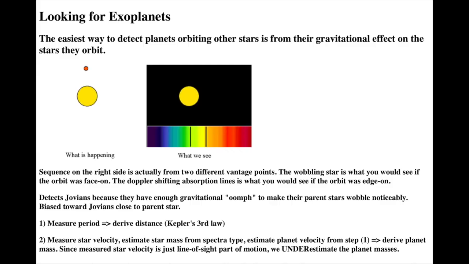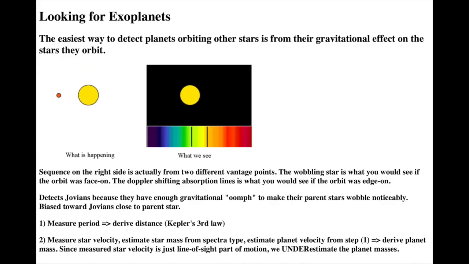That also means these techniques are going to be biased toward finding the massive Jovian exoplanet close to their parent star. Closer exoplanets will also have shorter orbital periods, so the star wobble happens quicker, making it quicker for us to see a periodic back and forth motion. We measure the orbit period and the star's velocity change. The orbit period gives us the orbit size, distance from the star, from Kepler's third law.